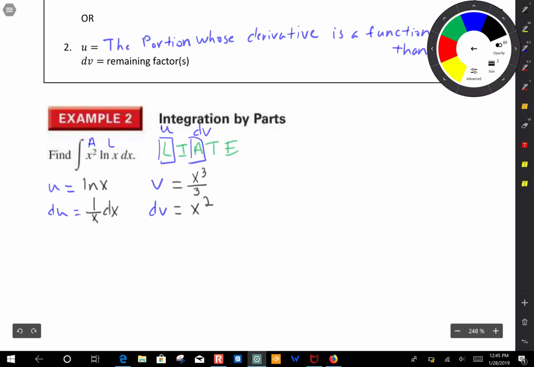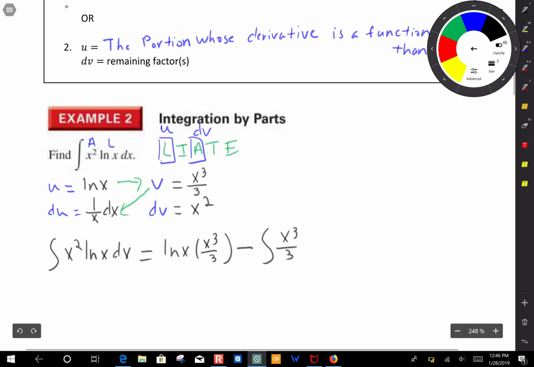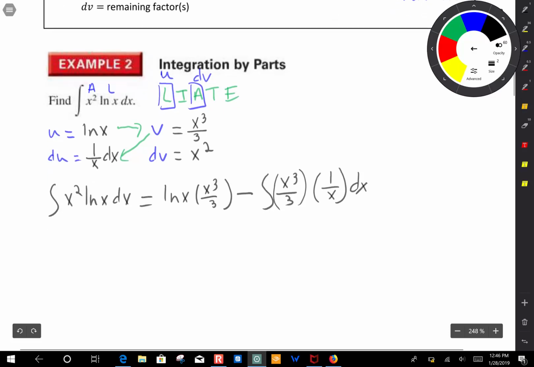Now we set up our integral. The integral of x squared natural log of x dx is equal to u times v, so natural log of x times x cubed over 3, minus the integral of v times du: x cubed over 3 times 1 over x dx. See, that's how simple it is to set it up. Once you find your u and your dv, that's how you set it up.